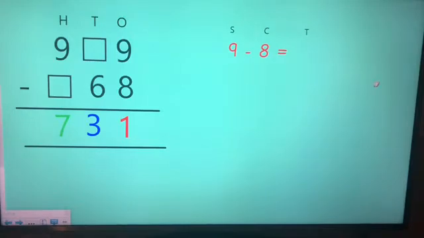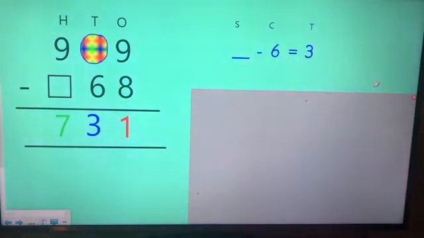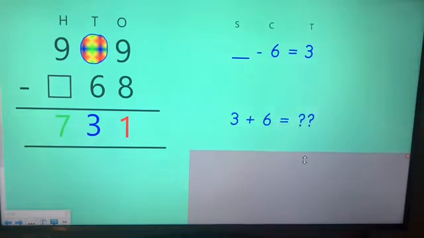So now we can move on to our 10s column. I've written it out as the number sentence for us. And this number sentence is a missing number subtraction problem. And because our missing number is in the starting number position, we know that we have to use the inverse operation. Can you remember what inverse operation means? Inverse operation means the opposite, and the opposite of take away is add. So if something take away 6 equals 3, then 3 add 6 equals that something.